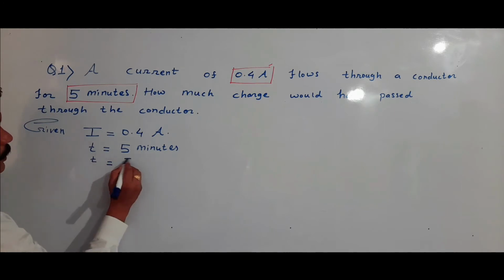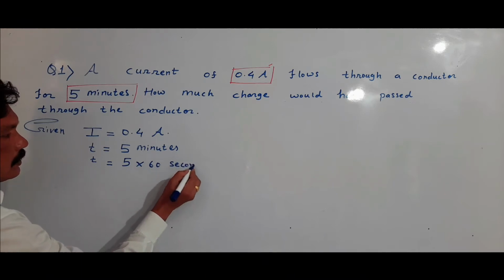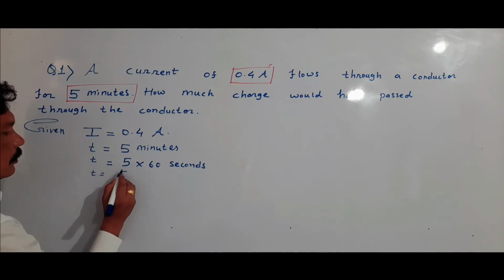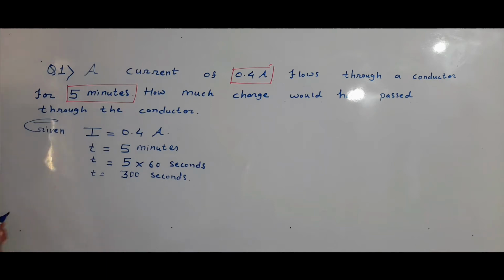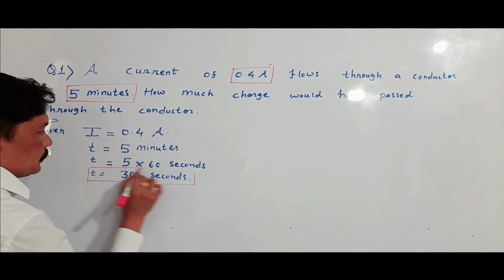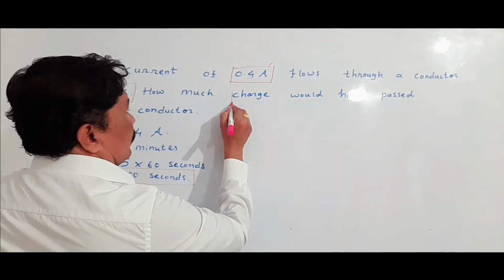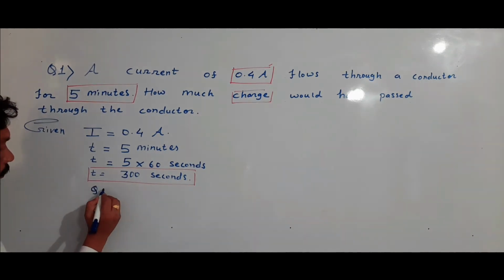So T is equal to 5 into 60 seconds. T is equal to 5 sixes are 30, 300 seconds. Minutes we have converted into seconds. Find the charge, and charge is denoted by capital Q. We have to find Q.